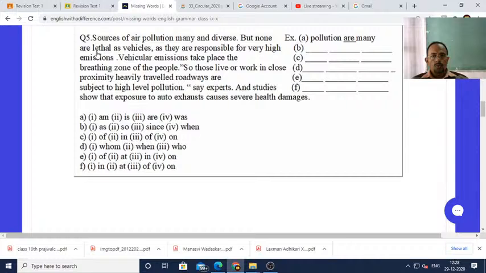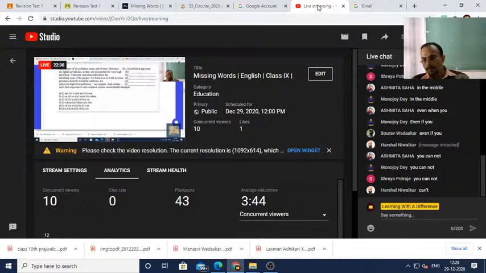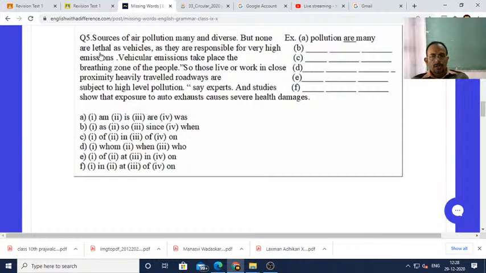So tell me, dear students, what should be the answer of number B? Very quickly, you tell me. Let's finish it off very fast. But none are lethal as vehicles, as they are responsible for very high. So I can give you a hint. Your error is before this comma, in this part only. Now you tell me quickly.